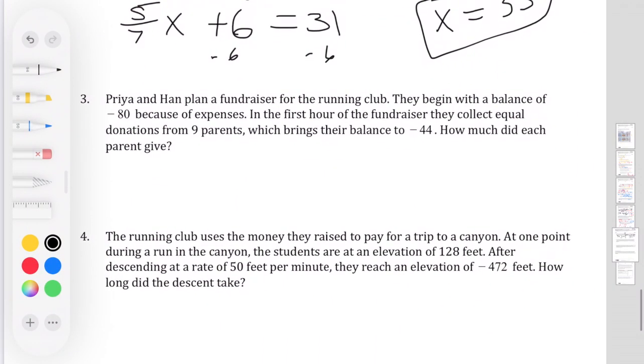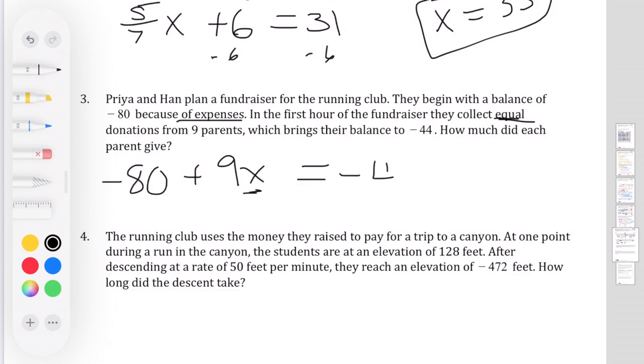All right, in our third scenario, Priya and Han plan a fundraiser for the running club. They begin with a balance of negative $80. So they're $80 in debt because of expenses. In the first hour of the fundraiser, they collect equal donations from 9 parents. So we have 9x because we don't know how much each parent donated, but we know they all donated the same because they were equal collections. Now, their balance after the 9 donations was negative $44. How much did each parent give?